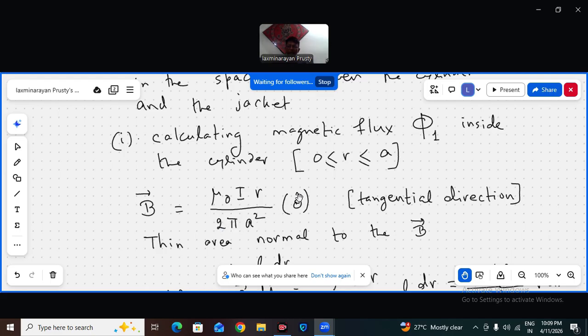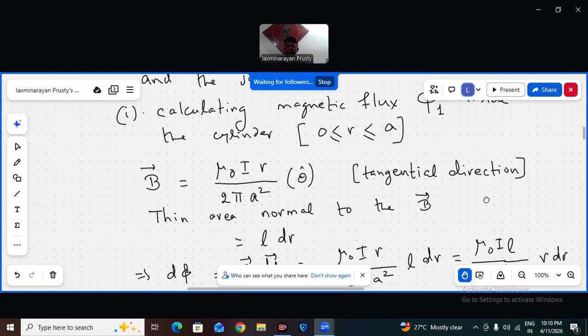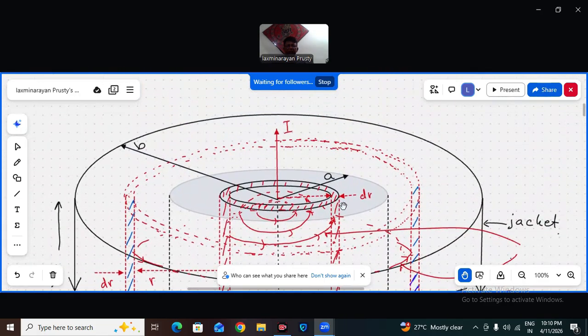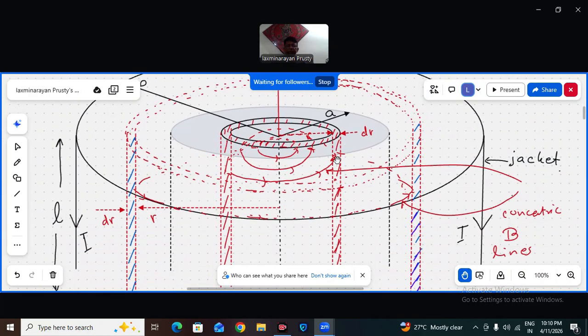ये आपको मालूम होगा जरूर. B of a solid cylinder, current carrying cylinder, quite long, infinite long. The direction is, that is the circulating magnetic field, so tangential direction. So then take a thin area here. That area will be, dr is thickness, L is the length, so L dr is the area, and B into L dr is the flux through this region.